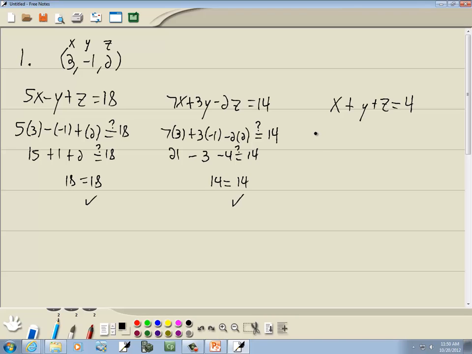And we'll plug in our last one. So put 3 in for the x, -1 in for the y, and 2 in for the z. And this is a question mark at this point. 3 minus 1 is 2, plus 2 is 4. So we get 4 equals 4. Since all three check, the answer is yes. This is a solution for this system of equations.